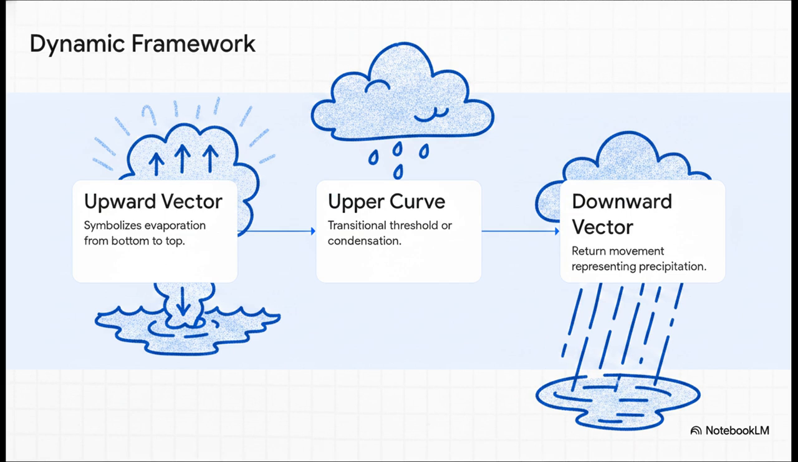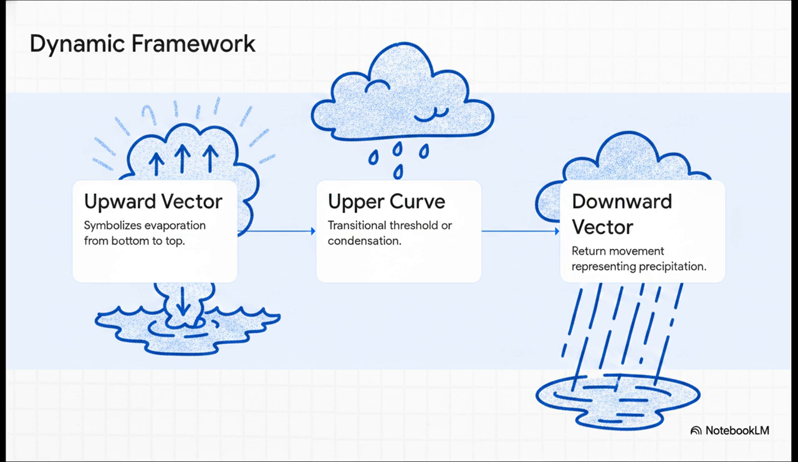First off, take a look at that upward vector. Visually, it's a vertical line driving up, which we can read as a symbolic representation of movement from bottom to top. Through a modern lens, this completely mirrors evaporation, matter shifting from a liquid to a gas because of energy. Second, we hit the upper curve. This is an inflection point, right? A transitional threshold where the state changes. You can think of this as condensation.